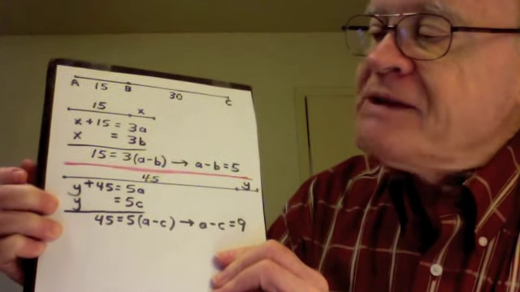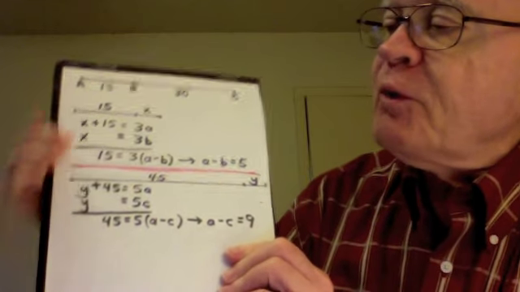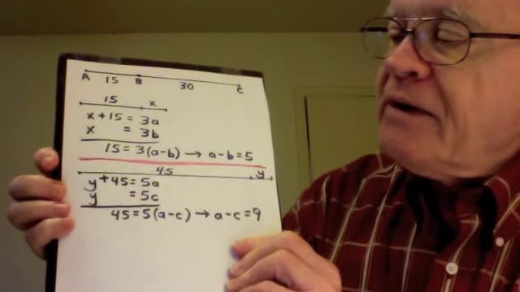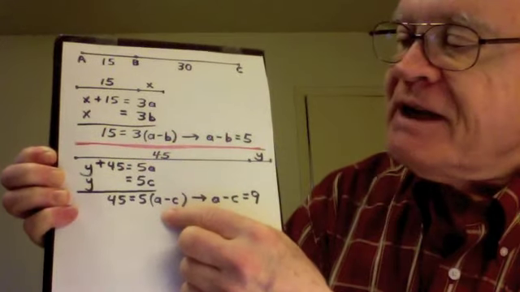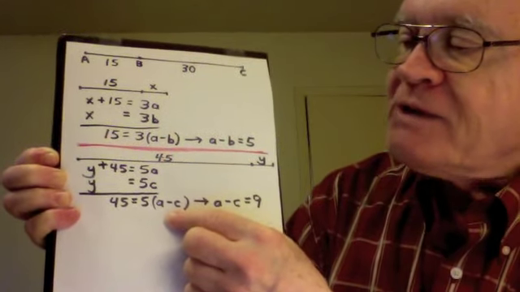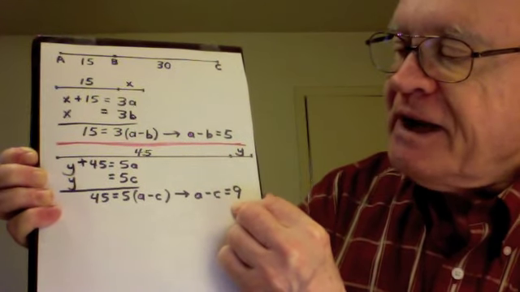I subtract this second equation from the first one. This is a process similar to what I did up here. I get 45 equals 5 times (a minus c). Dividing both sides by 5 gives me a minus c equals 9.